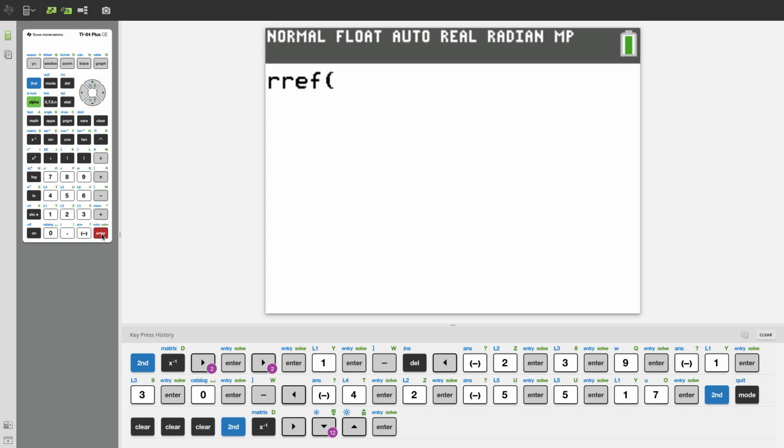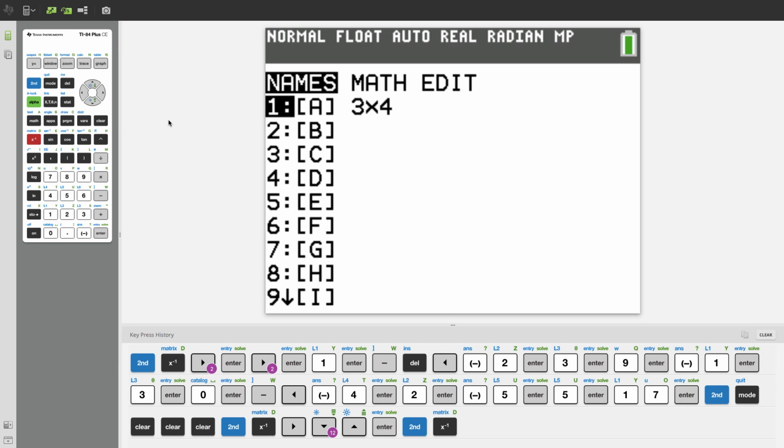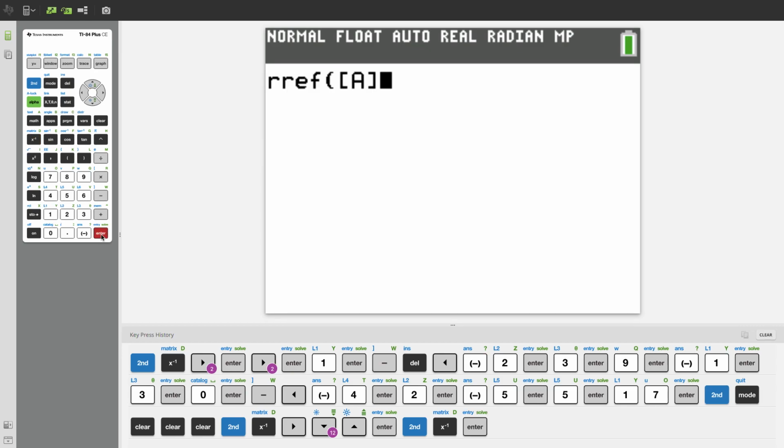Where did we put our stuff? Matrix A. So go second matrix again and grab A. You cannot just put bracket A bracket and have it do it. You have to go into the matrix. How do you get back to the matrix? You hit second matrix and hit enter on 1, or hit 1. I just hit enter on 1.